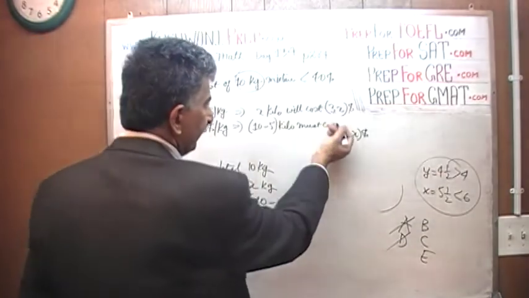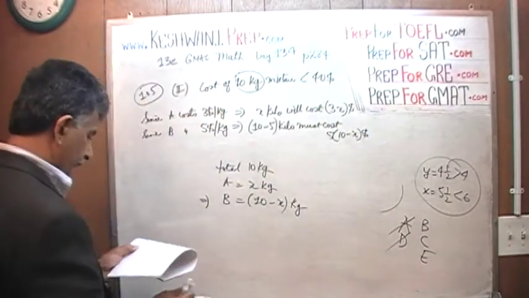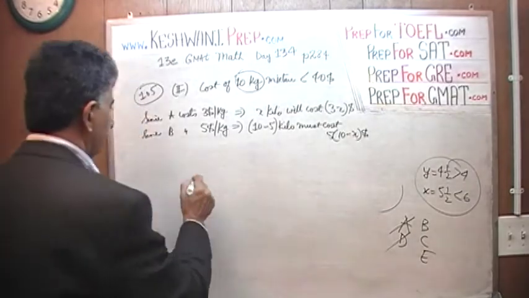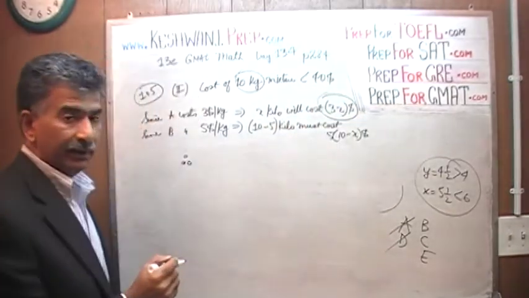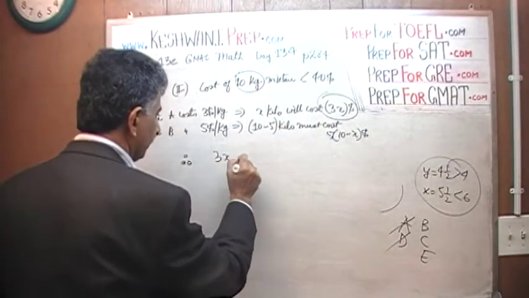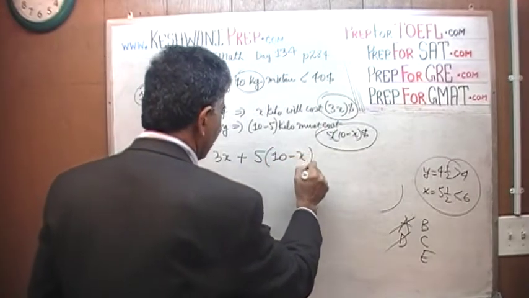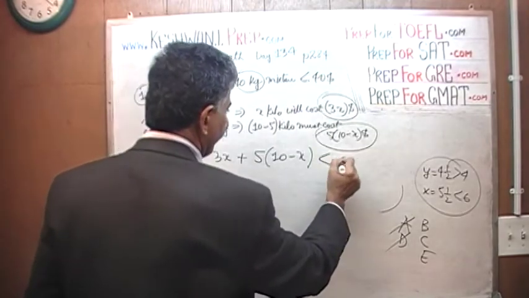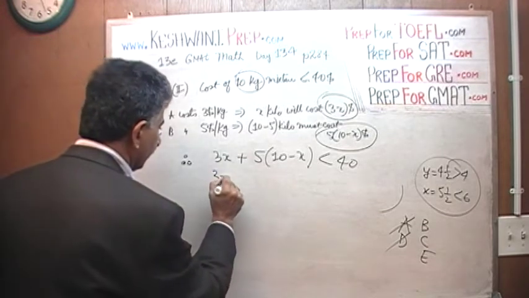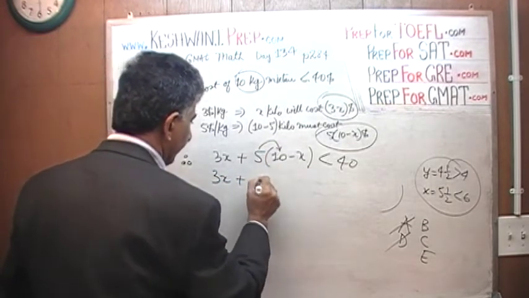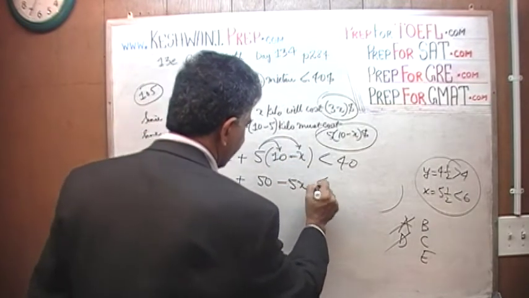We add up the two amounts, the 3x dollars and 5 times 10 minus x dollars, and that has to be less than 40. Therefore, the cost of material A, which is $3x, plus the cost of material B, which is 5 times 10 minus x, has to be less than 40. Let's open it up and solve for x. 3x plus 5 times 10 is 50. 5 times x is 5x, with a minus sign, so minus 5x is less than 40.